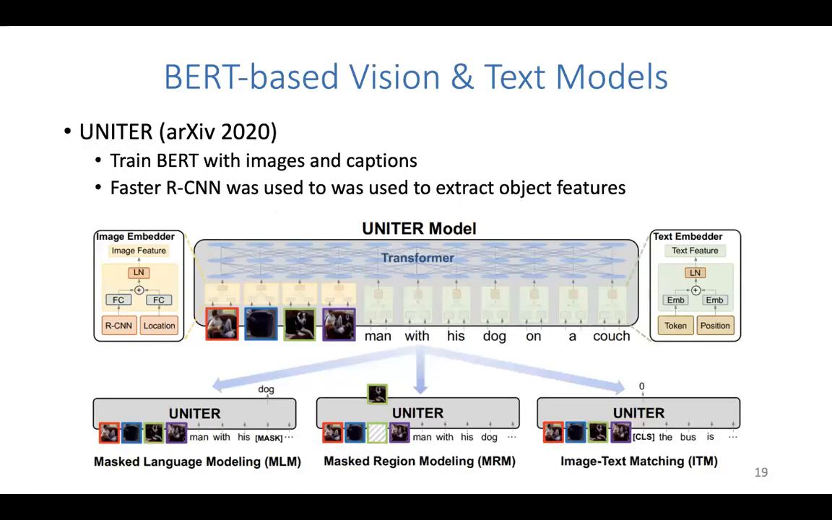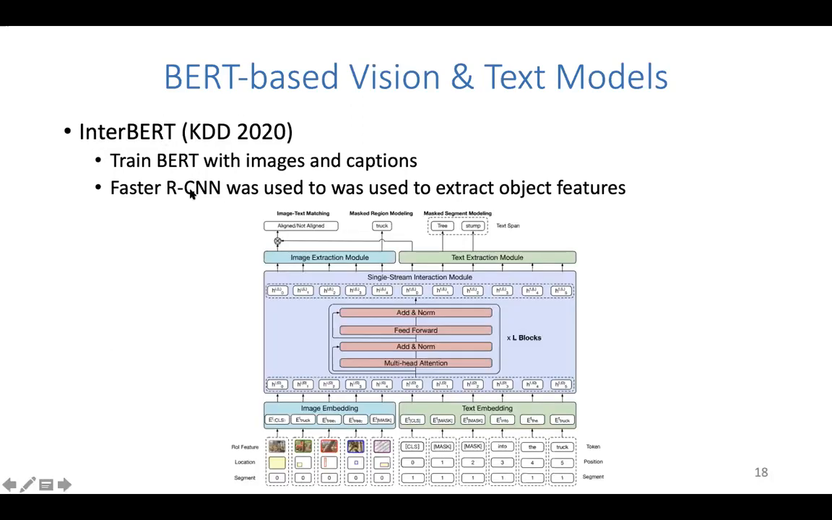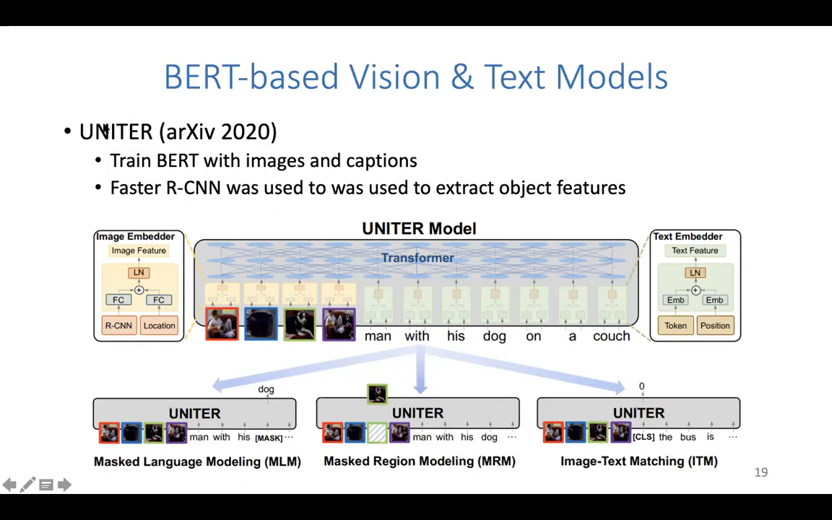Another gigantic model is called UNITER. I'm not sure if UNITER was presented at any conference. InterBERT was presented at KDD 2020, but I'm not sure if UNITER was presented anywhere. I think it was submitted to ICLR and then got rejected, but it is still on arXiv. It's more or less the same. It's just that it has a different modality specific encoder.